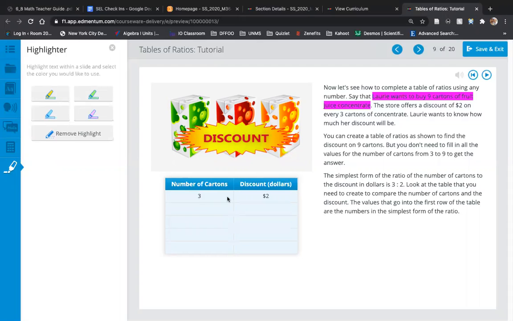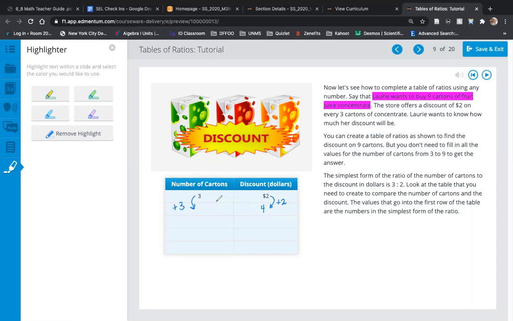Then all I need to do is the same exact thing that we did before. We can do it by adding, or we can do it by multiplying. This tells me that for every $2 that you spend, you're going to get 3 cartons. So in this case, I'm not going to increase by 1, I'm going to be increasing by 2, since that's my ratio. My ratio is 3 to 2. So every time I increase by $2, now I'm at $4, I'm going to increase 3 cartons.